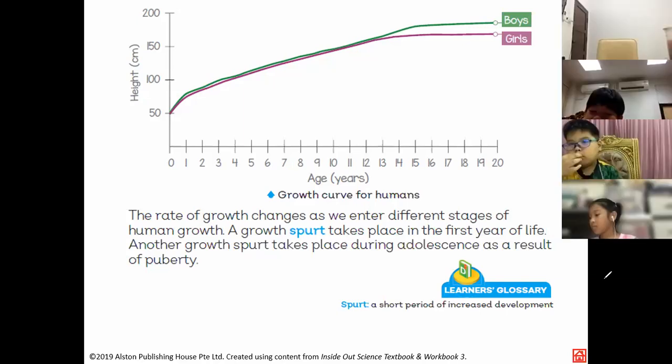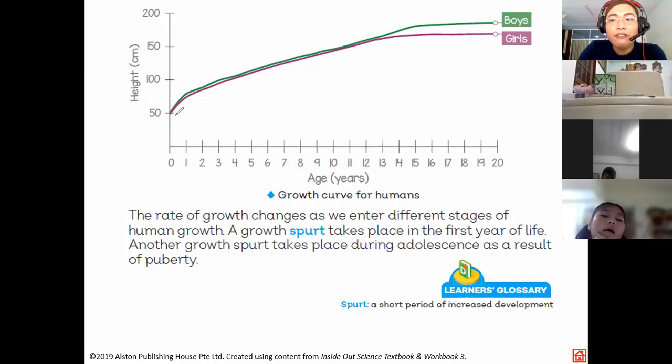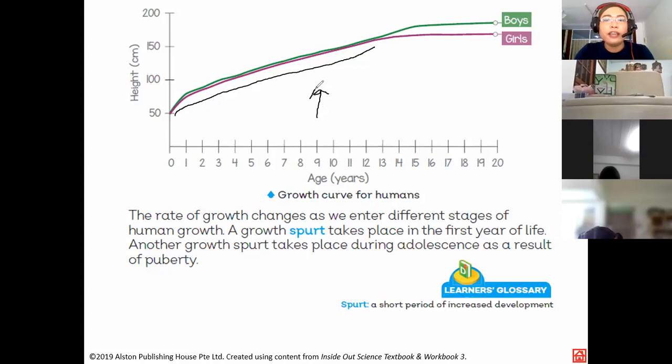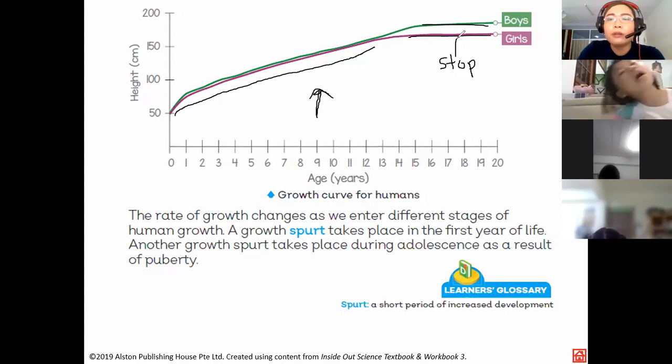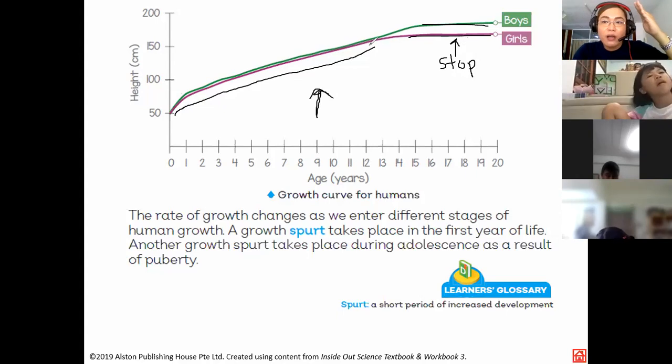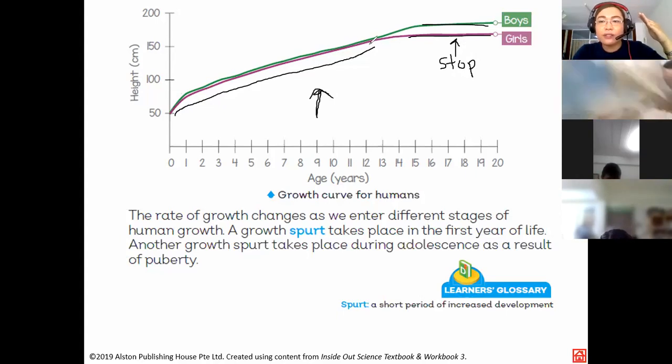Again, I'm going to repeat one more time. If the line is vertical, that means the growth spurt is still going on, going up. But if the line is a straight line, the growth spurt stops. Do you understand? Again, if the line is vertical, the growth spurt is still going on. The growth spurt, or the growth rate, is fast.